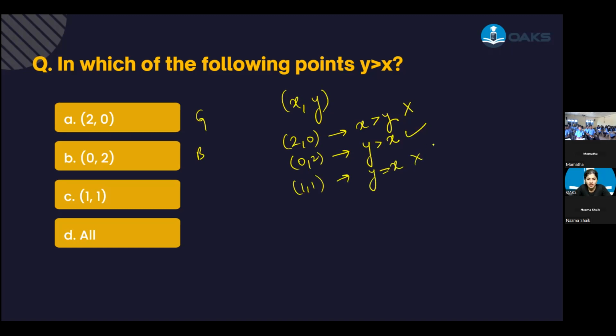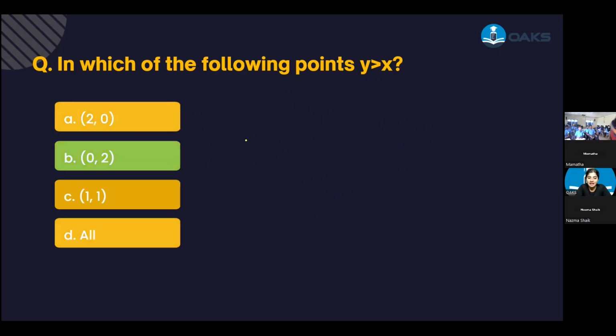That is not the case we are asking. And "all" is not the correct option. So 0 comma 2 is the correct answer. Boys, good. I thought that if girls are saying this, then boys will also say the same answer. Good. You have answered correctly. So B is the correct option.